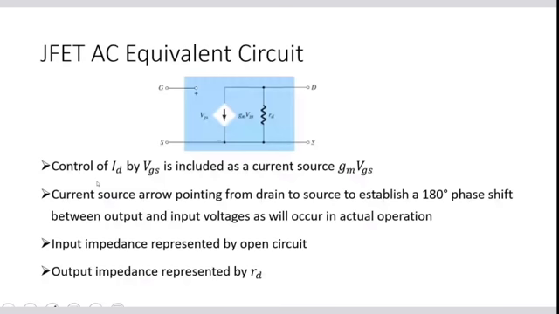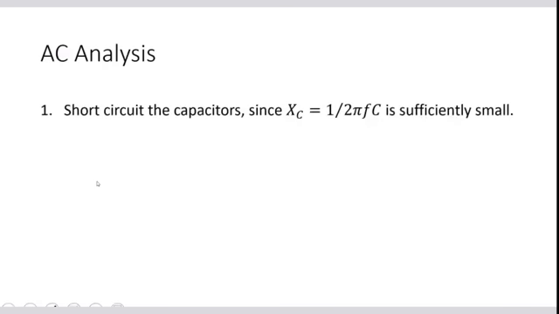For the AC analysis of the circuit, first we will be short circuiting the capacitor, because as we know that reactance XC is inversely proportional to the frequency. So it is very small for the AC analysis. XC will be very small for the AC analysis. That's why we just short circuit the capacitor for the AC analysis. For the DC analysis, we open circuit the capacitor. That is the difference between them.